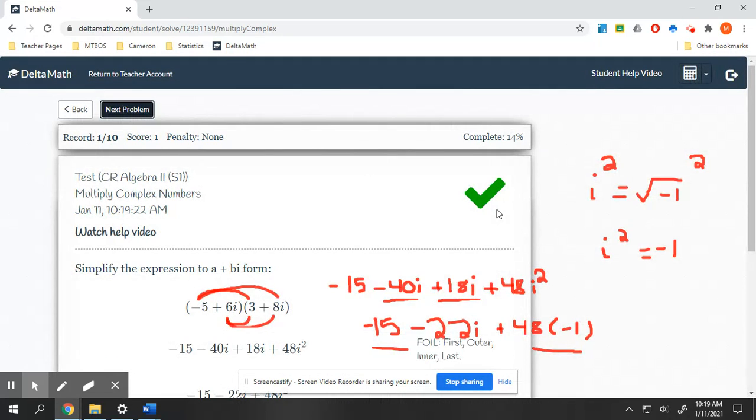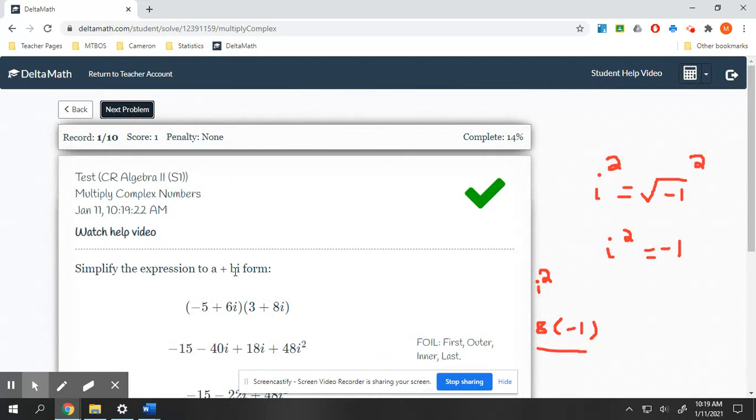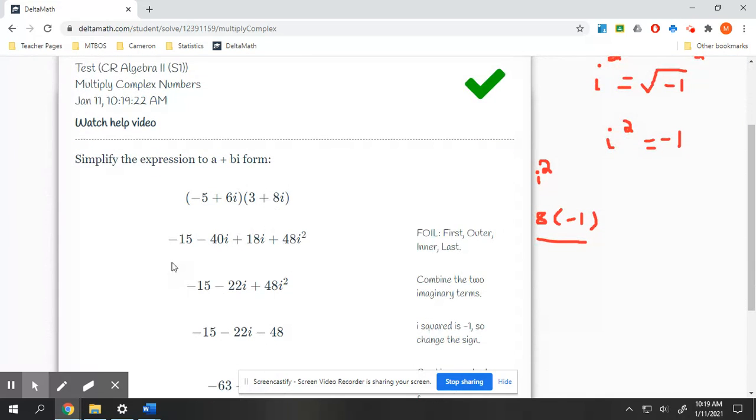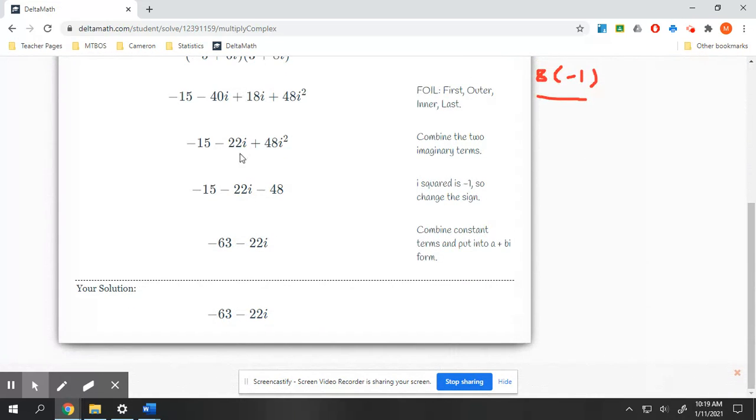All right, so this video went over how to add and subtract. It went over how to multiply those. Make sure that you combine like terms and make sure you take care of that i squared, but you should be ready to go on this assignment.